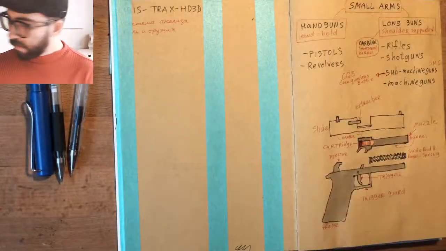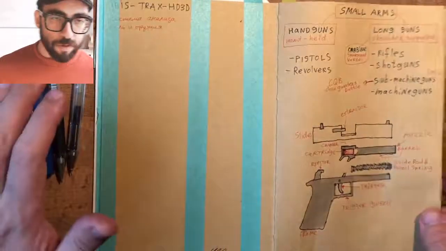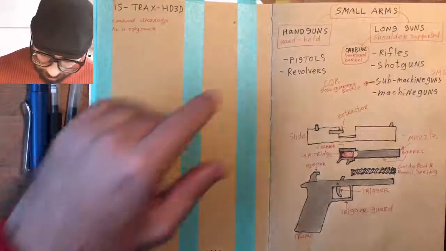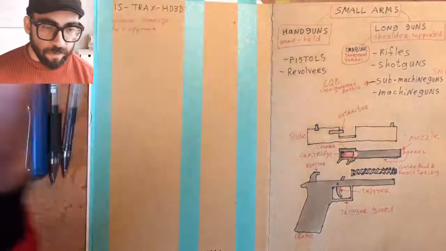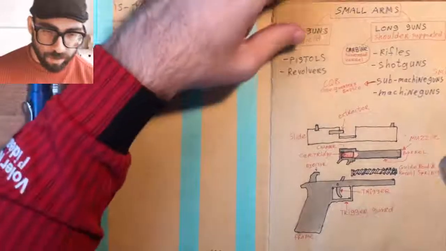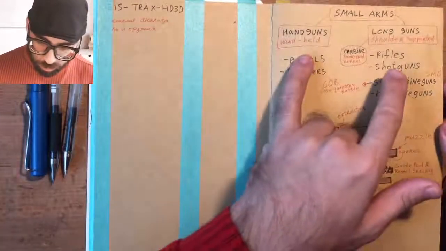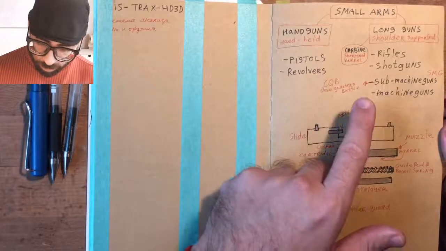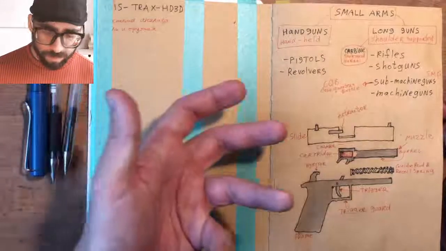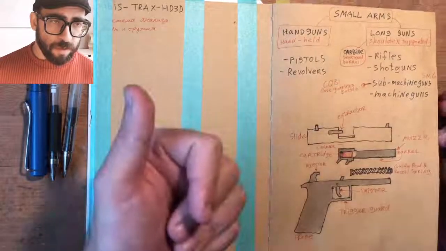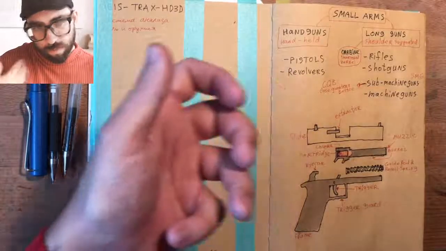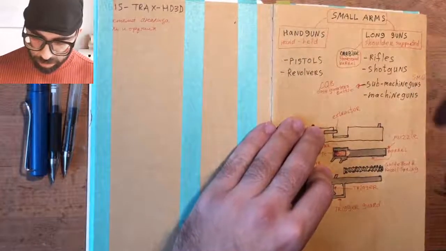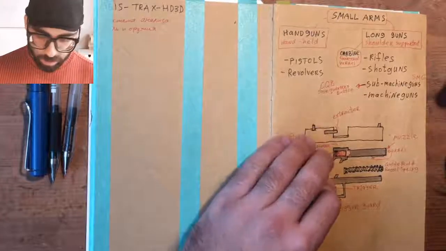Okay, and then I have a sketchbook for drawing firearms. Here I also draw some data for myself, about what kind of types of firearms there can be. Here it's like two types that people can hold in their hands: a handgun and a long gun. Handgun is pistols and revolvers. Long gun means a gun you need to support with your shoulder, like rifles, shotguns, submachine guns and machine guns.